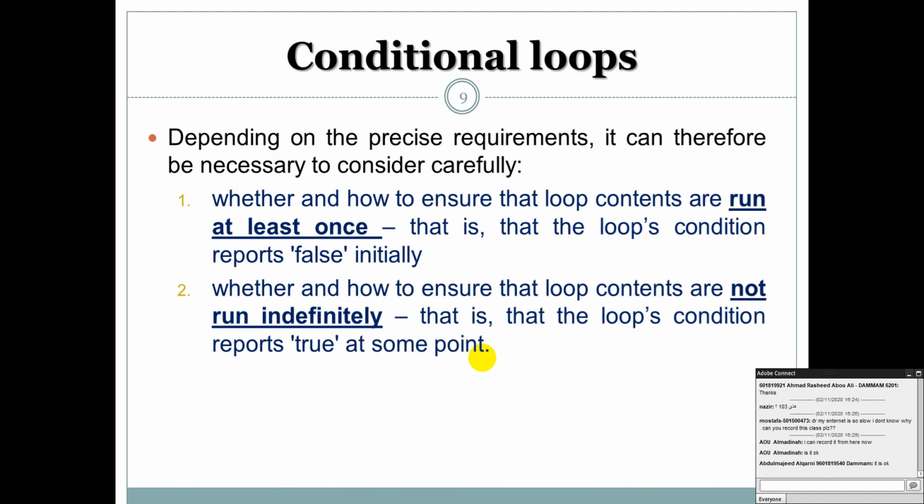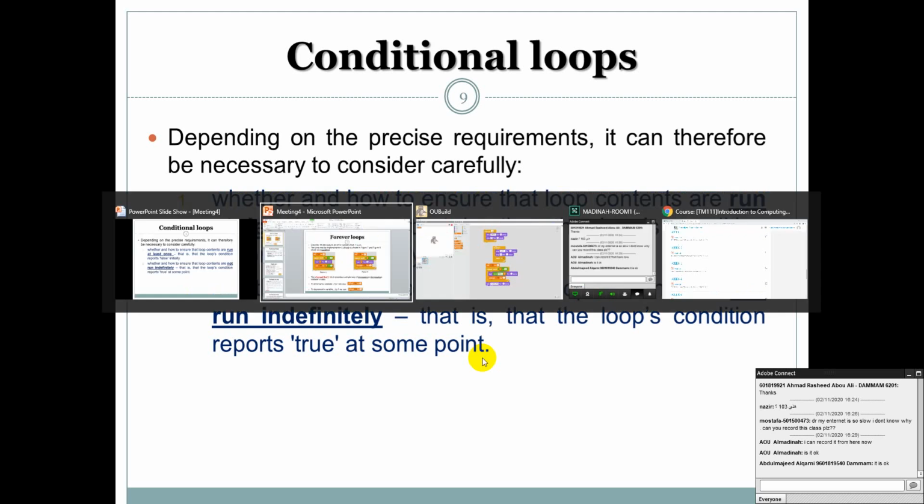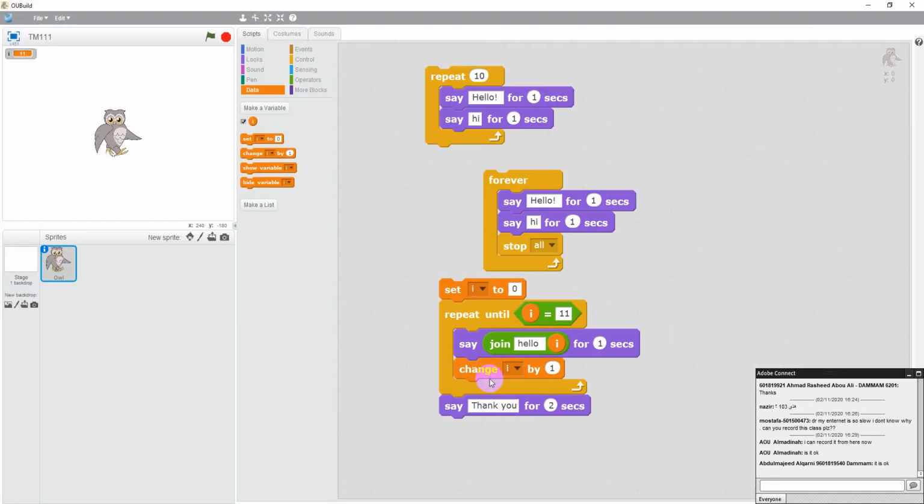Depending on the precise requirement, it can be necessary to consider whether and how to ensure that the loop runs at least once, that is, the condition is false at the first point, and whether and how to ensure that the loop does not run indefinitely. At some point the loop will stop. For example, if I don't put this change to I, what will happen here?